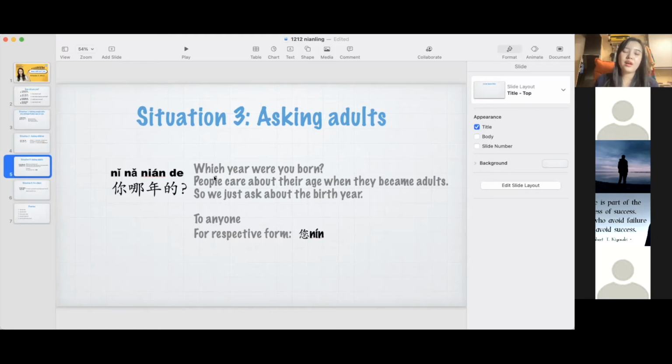And also, this question you can basically ask to everyone in the respectful form. If you don't know this person, or this person is apparently older than you, or you ask your boss, your teacher, an intern, or a doctor, whatever, you just use the respectful form of you. 您哪年的, which year were you born? 您哪年的. So this question is pretty much for asking adults, for everyone.